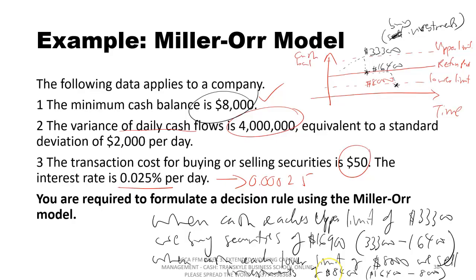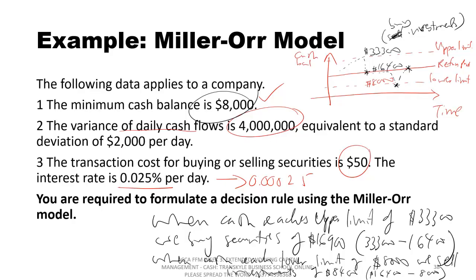Why? Because the moment we sell them, we come back to this amount. So we are playing our cards to ensure that we return to the return point, or to the normal point. That's the idea of the Miller-Orr model.